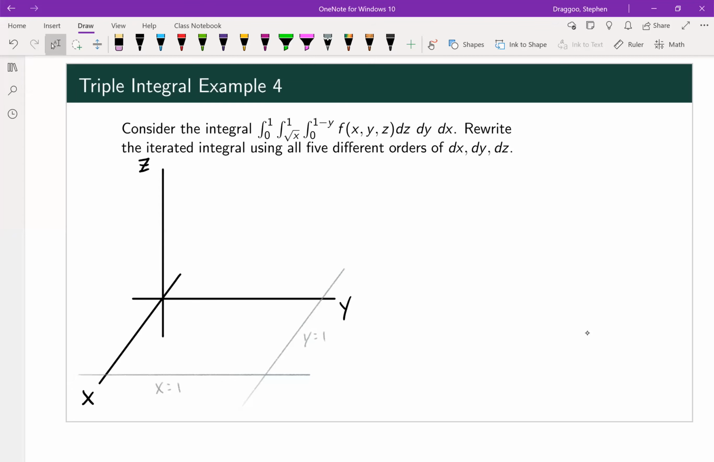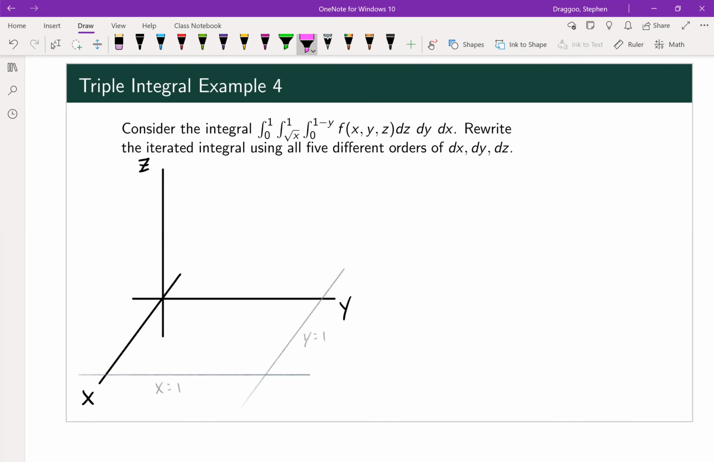All right, and now for example 4, we're just going to consider an integral that has bounds for z, then y, then x, if I start from the inside and go back out, of some function f. I'm not going to care about what the function is for right now. My only goal for this example is going to be to rewrite that iterated integral using all 5 different orders of x, y, and z.